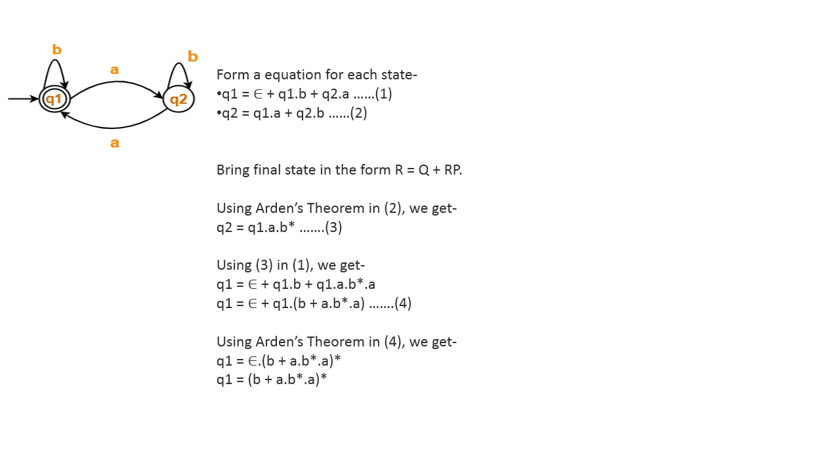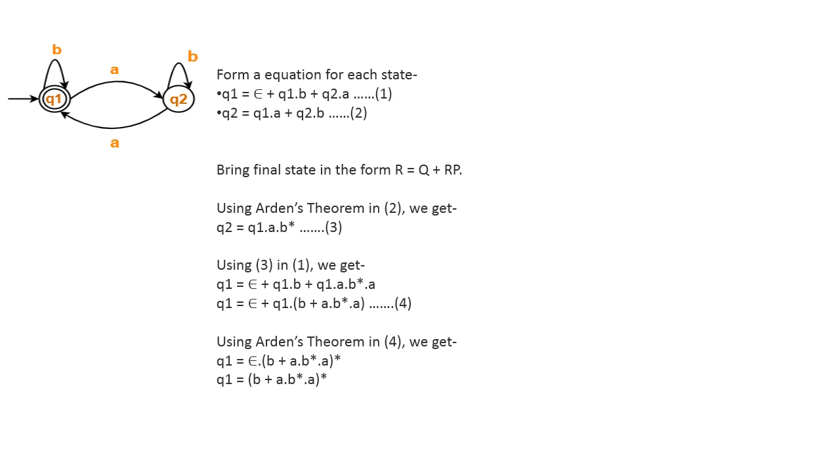Q1 is equal to epsilon plus Q1b, that is the incoming edge for Q1, Q1b itself, plus Q2a. You can see here in the diagram Q2a, the incoming edge from Q2 to Q1. So that means I can write Q1 is equal to epsilon plus Q1b plus Q2a, and for Q2 I can write Q1a plus Q2b. That is equation number 1, equation number 2.